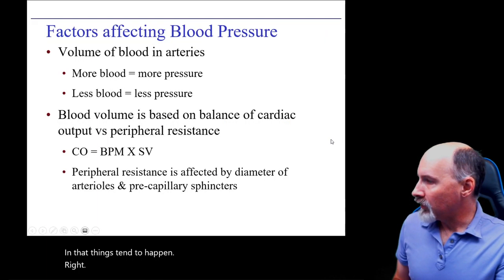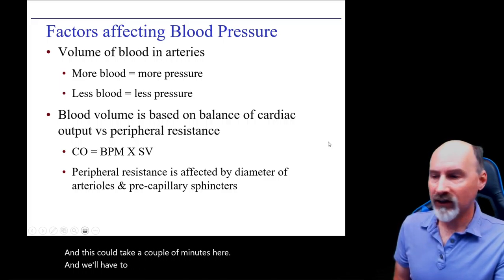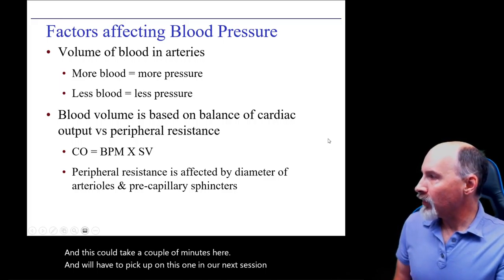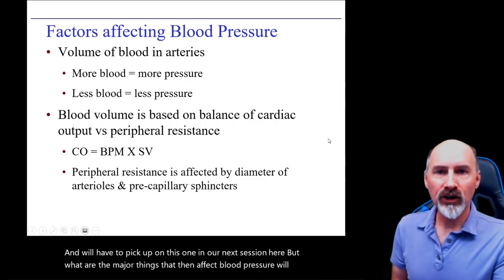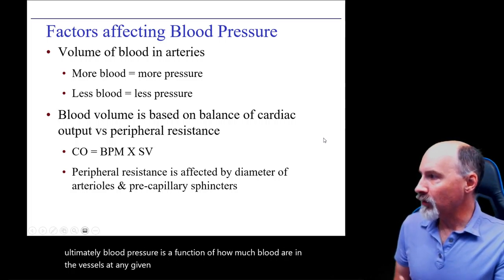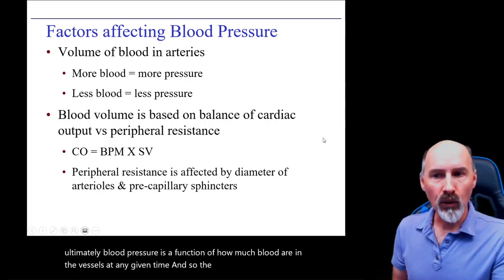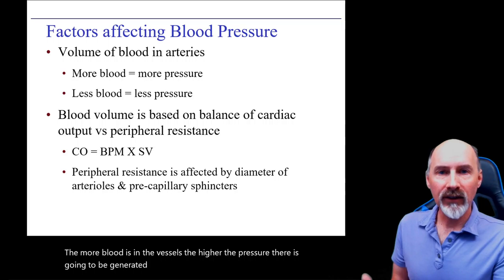I'm just going to take a couple of minutes here, and we'll have to pick up on this one in our next session. But what are the major things that then affect blood pressure? Well, ultimately, blood pressure is a function of how much blood is in the vessels at any given time. All right? And so the basic equation is pretty simple. The more blood is in the vessels, the higher the pressure that is going to be generated. The less blood there is, the less pressure.